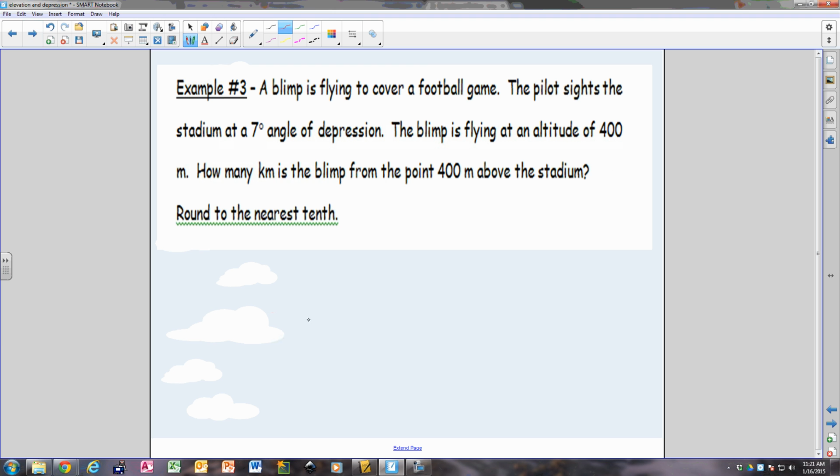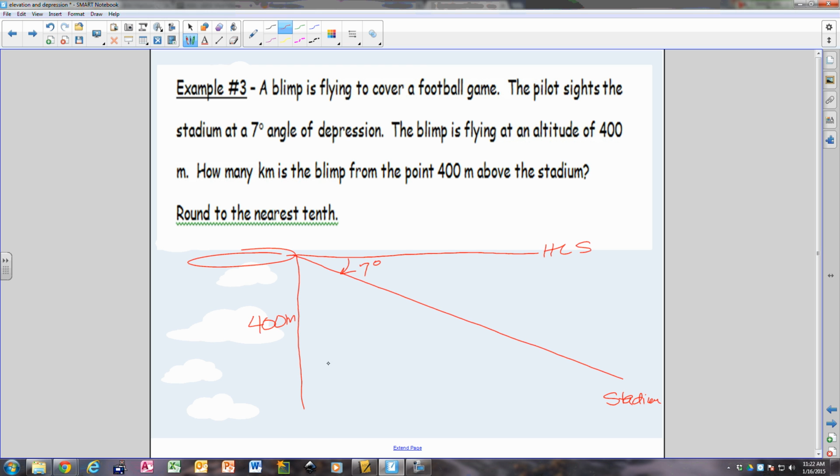All right, number 3. Number 3 says a blimp is flying to cover a football game. So you've got this blimp, and its pilot has a horizontal line of sight. So I'm going to draw the pilot's horizontal line of sight. He sees the stadium at a 7 degree, so here's the stadium. And he sees it at a 7 degree angle of depression. The blimp is flying at an altitude of 400, so that means it's 400 meters high.